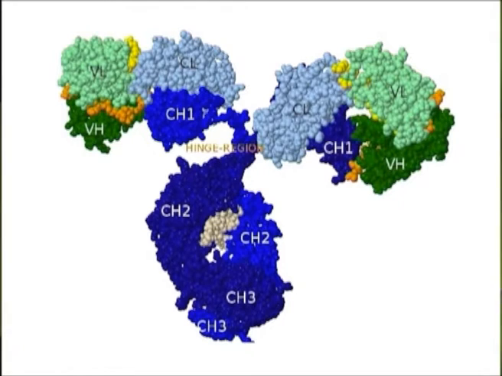Approximately 110 N-terminal amino acids of the light chain form a variable light domain, VL. Similarly, the variable region of the heavy chain forms the variable heavy domain, VH. The constant region of the light chain forms one constant light domain, CL, whereas the constant region of the heavy chain forms constant heavy 1, constant heavy 2 and constant heavy 3.